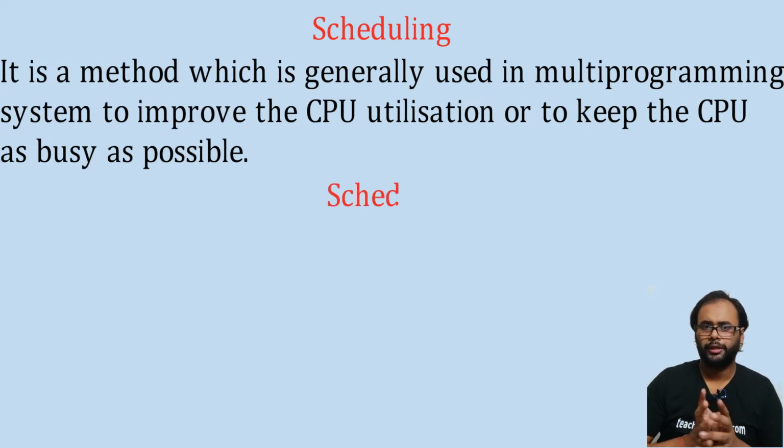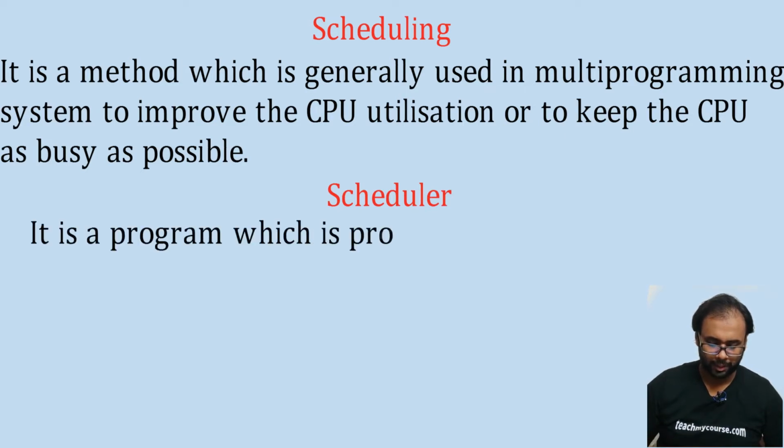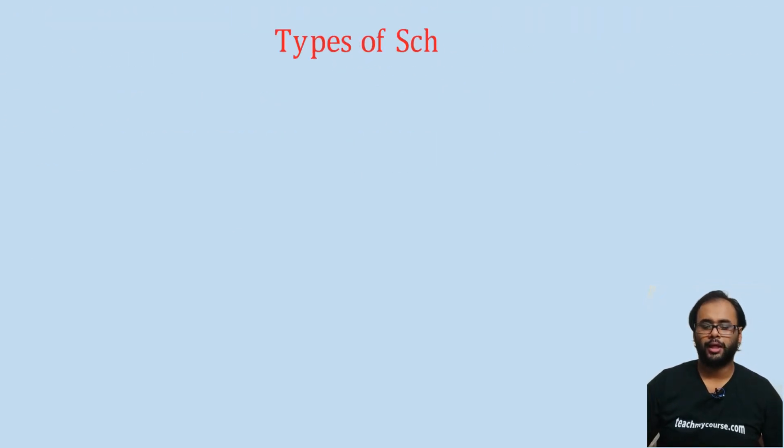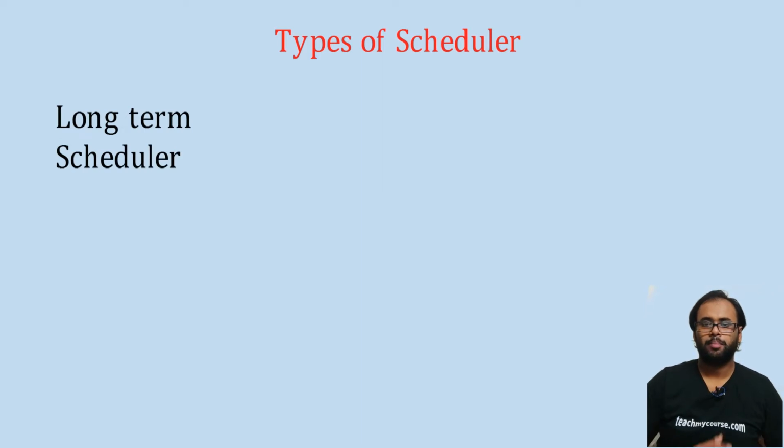So what is a scheduler? Next comes. It is a program which is provided by the OS to support the multi-programming method or technique. So a special program is provided by the OS to support the multi-programming technique, and that is known as a scheduler. Then comes the types of scheduler. These are the long-term scheduler, the medium-term scheduler and the short-term scheduler.